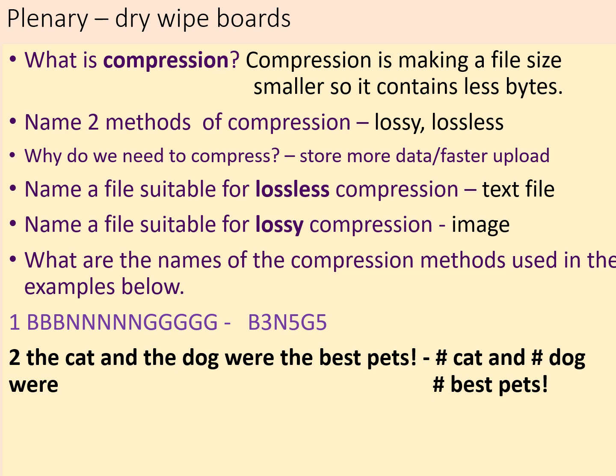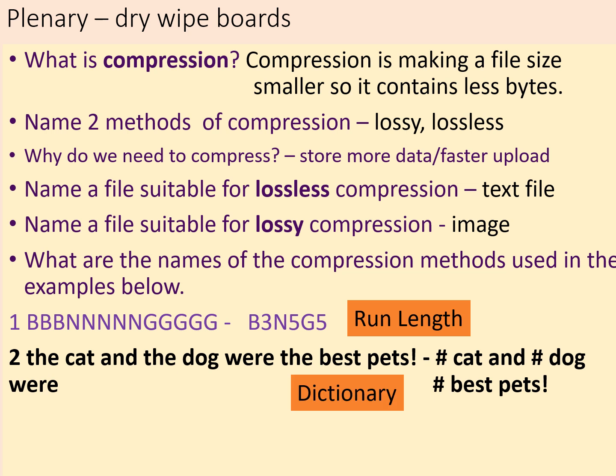What are the names of the compression methods used in the examples below? We've got these two examples here. Let's have a look. This one is run length encoding. So we can do this with letters. We've got 3 B's, 5 N's, and 5 G's. And then this one is one we just looked at. That's dictionary encoding. And that's a quick run through for compression.